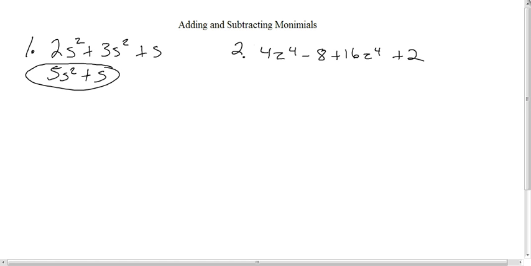So let's take a look at problem 2. Same thing, we want to identify our like terms. I have z to the 4th power, and I also have the constants -8 and 2. So two sets of like terms. Let's rearrange them so we can have them right together.